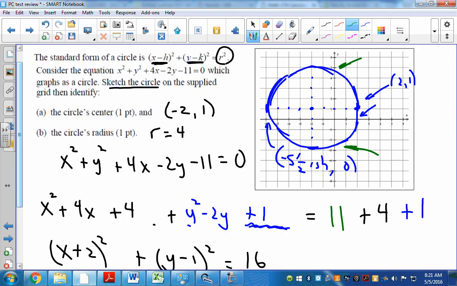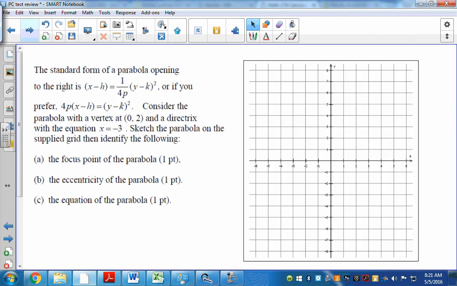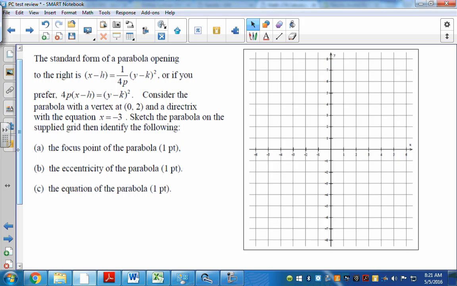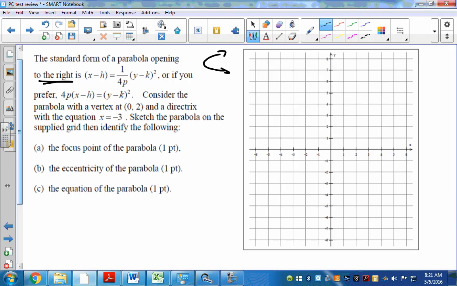Okay, second question. The second question is talking about a parabola. It says a parabola opening to the right. So opening to the right means looking like this, right? And we have the equation.